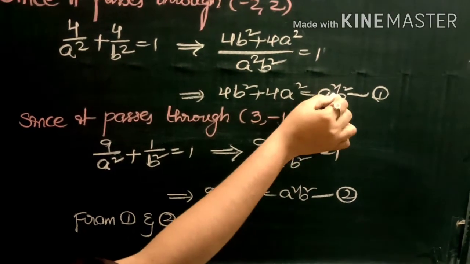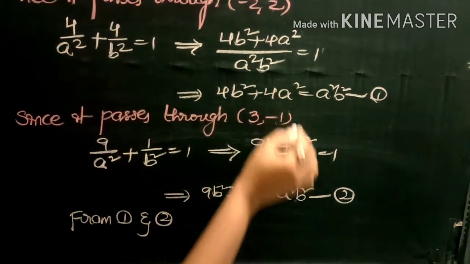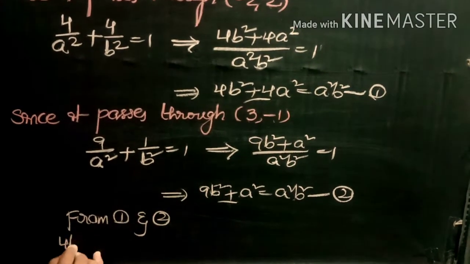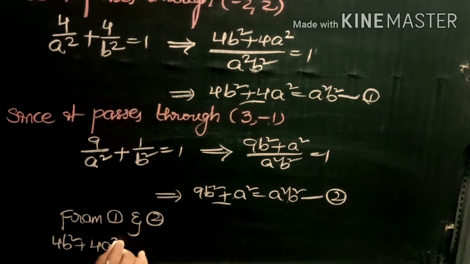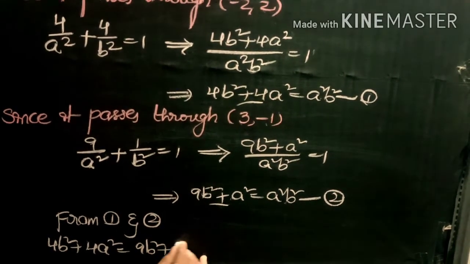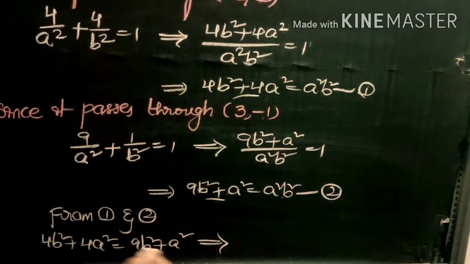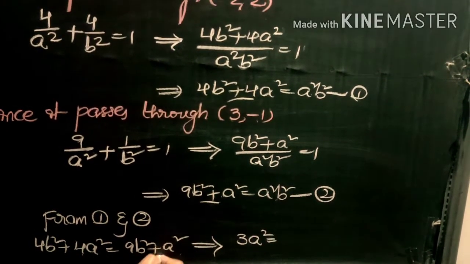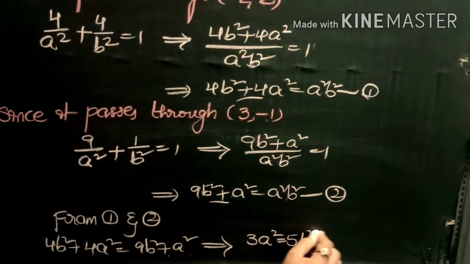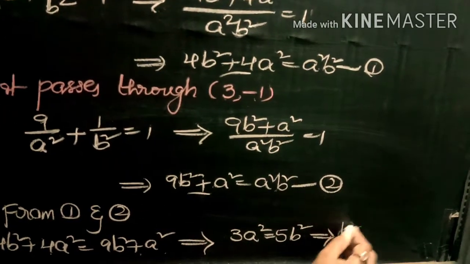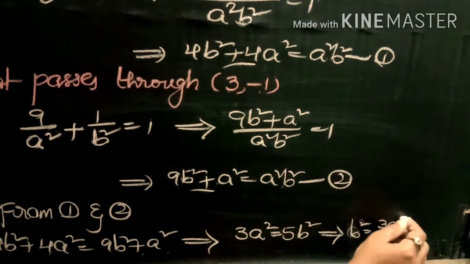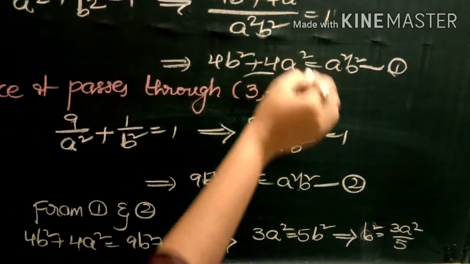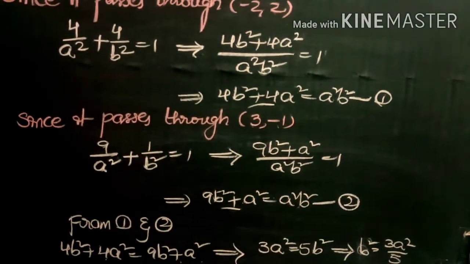this is the a square b square value and this is the a square b square value. Equating these two left hand side values, that is 4b square plus 4a square is equal to 9b square plus a square, which implies 4a square minus a square, that is 3a square, is equal to 9b square minus 4b square, 5b square, which implies the value of b square is equal to 3a square by 5. Now we are substituting this value in any one of equations 1 or 2.